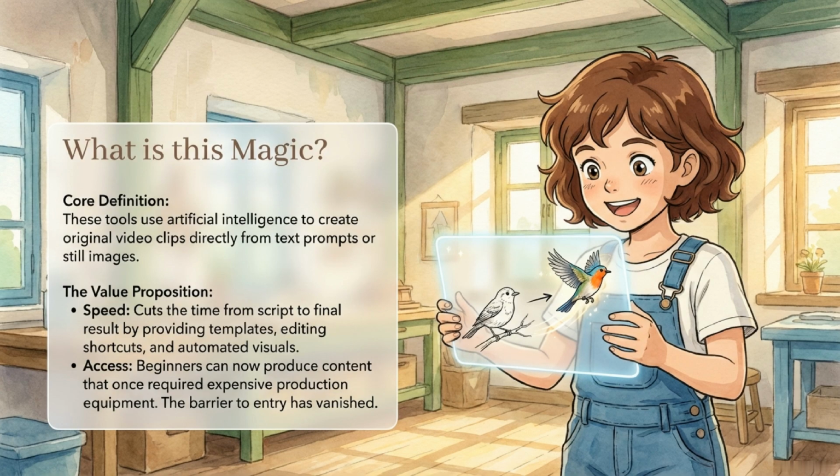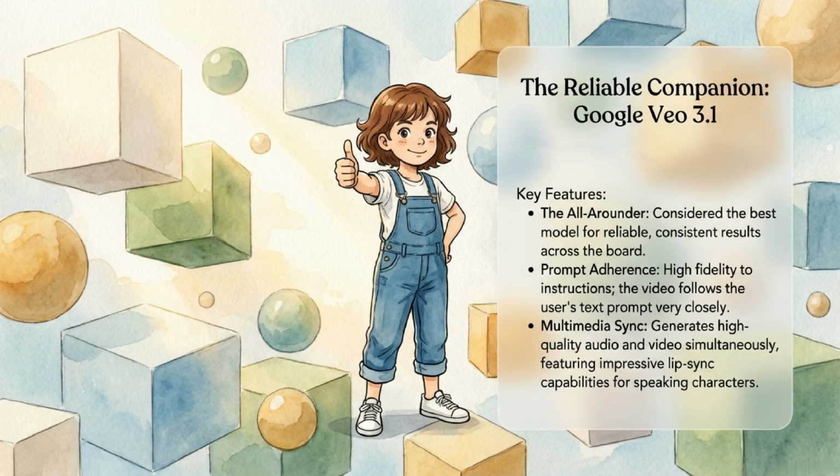The gates are open. Google Veo, it's known for consistent, all-around performance and strong prompt adherence. What you describe is usually what you get. It even generates high-quality audio and video together, with impressive lip sync that makes digital characters feel surprisingly alive.